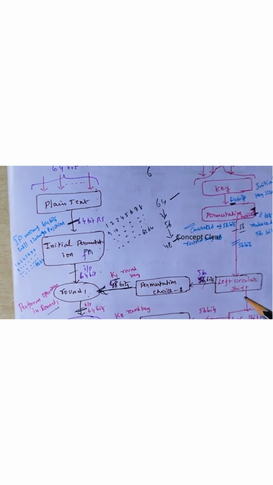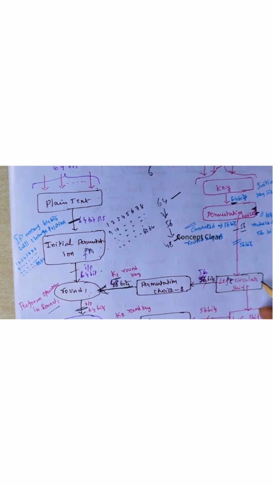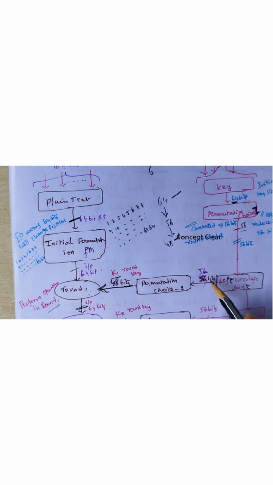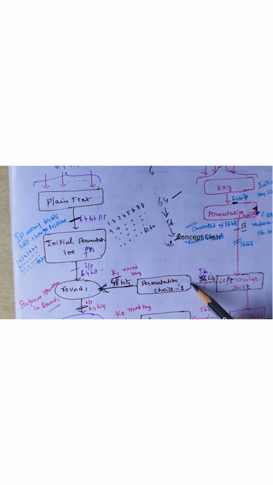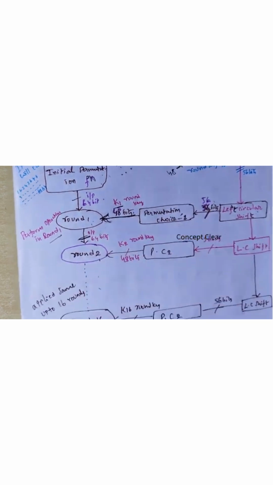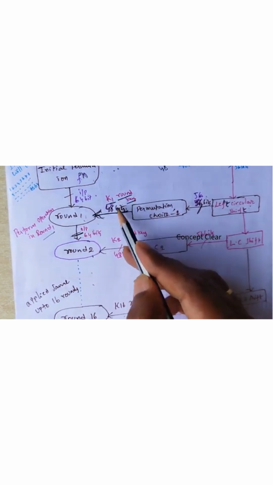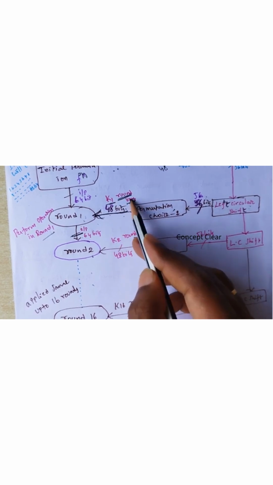These 56 bits go to the left circular shift operation. Here after shifting the bits, again it produces 56 bits. These 56 bits again go to permutation choice 2. Here again the 56 bits will be converted into 48 bits. These 48 bits are the K1 round key, the first round key.